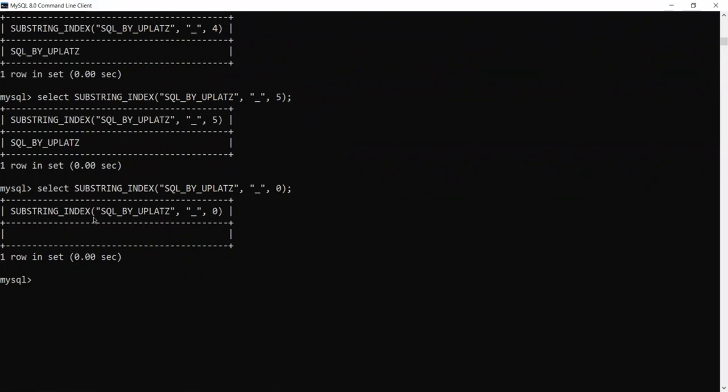Let us try to give 0 here. Since it is 0, nothing will be given as an output, because 0 means we don't want anything. 5 means if there are 5 sections, give us 5 sections, at most 5 sections. Anything less than that can also be given.